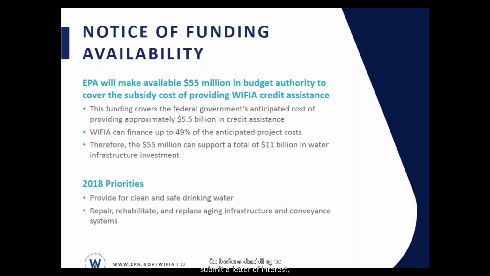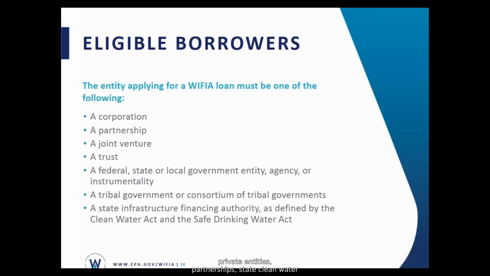All right, so before deciding to submit a letter of interest, it's important to make sure that you're an eligible borrower and your project is eligible. Borrowers include state, local, and tribal governments, private entities, partnerships, and state clean water and drinking water SRF, or state revolving fund, programs. So basically everyone is eligible except individuals.